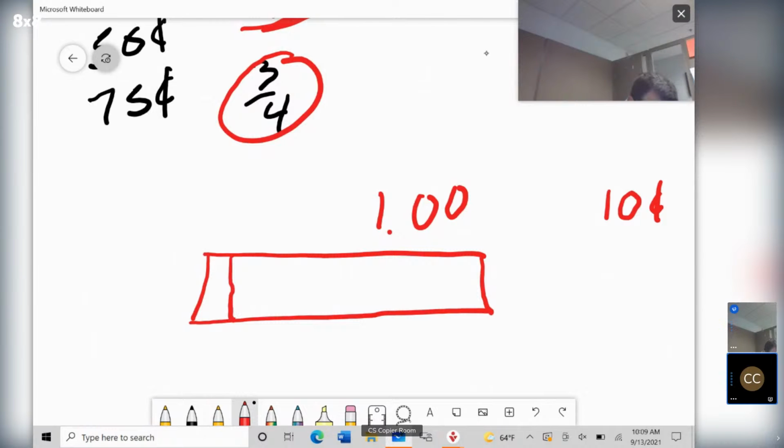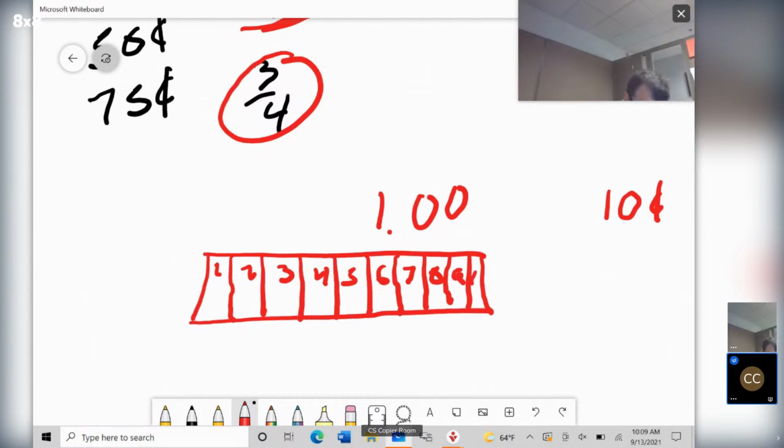So 1, 2, 3, 4, 5, 6, 7, 8, 9, 10. So each one of these parts represents a dime. So if you have 10 dimes, you're going to have $1.